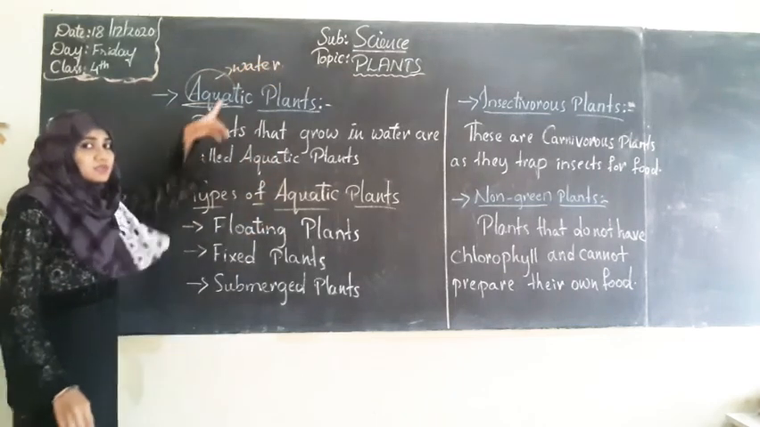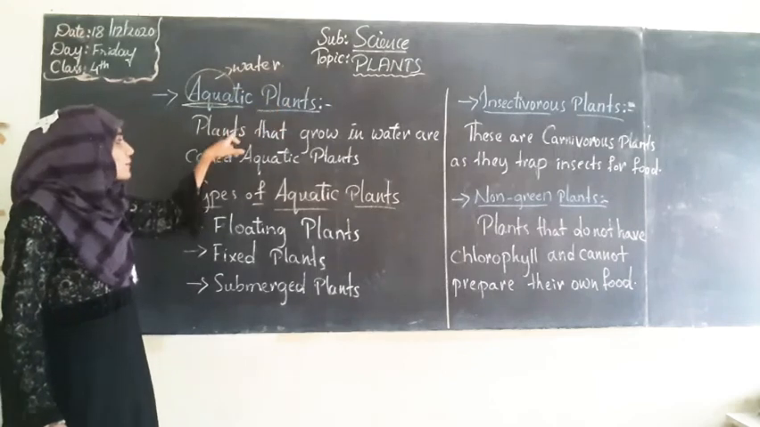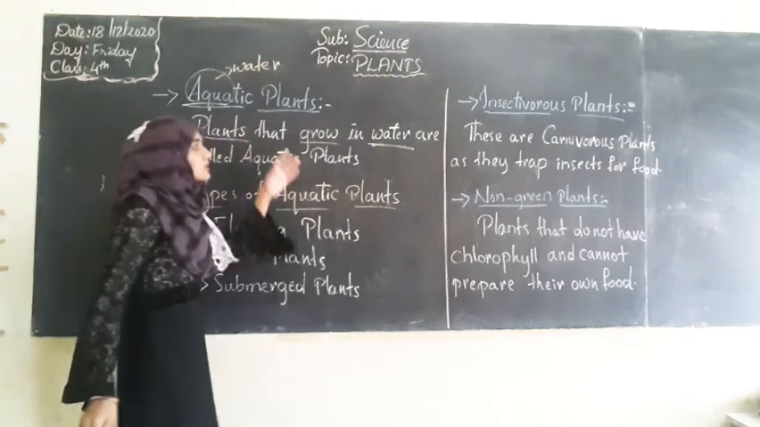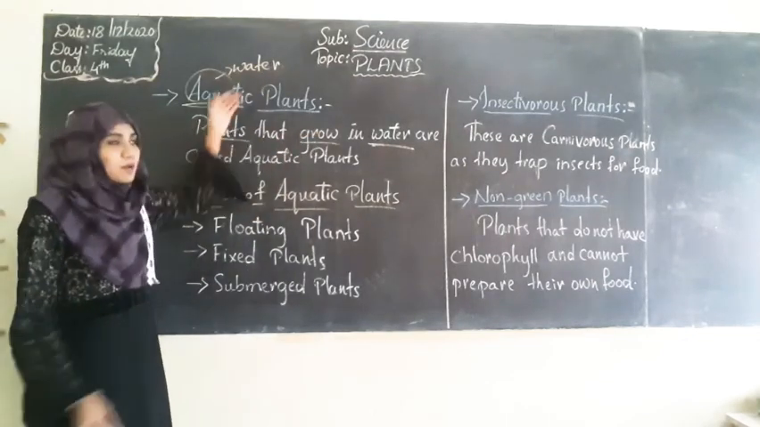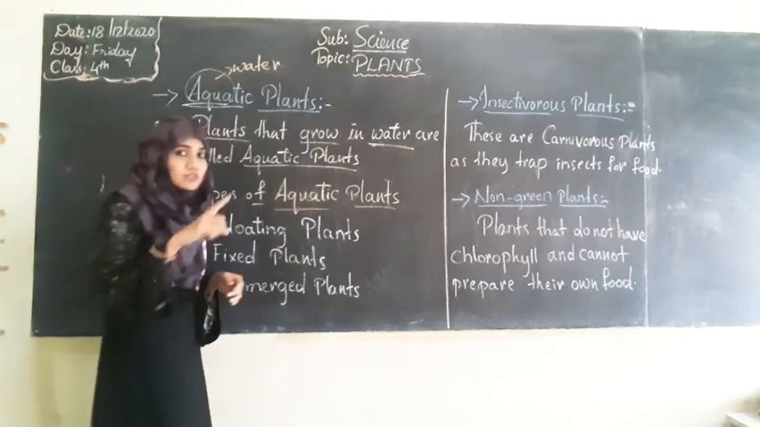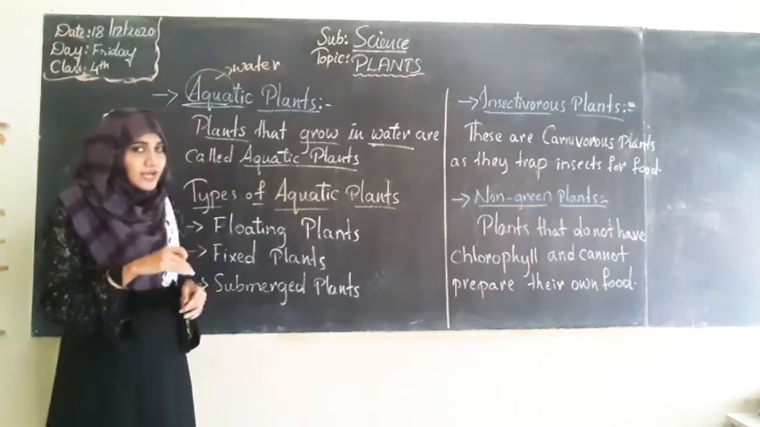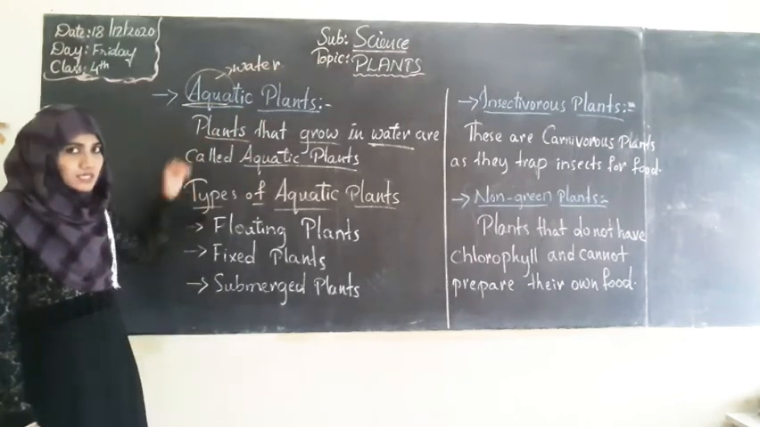So by the name itself we can say what kind of plants they are. Aquatic plant means the plants that grow in water. The plants that grow in water are called aquatic plants. Whereas terrestrial plants, the plants which grow on land, are called terrestrial plants. And the plants which grow in water are called aquatic plants.